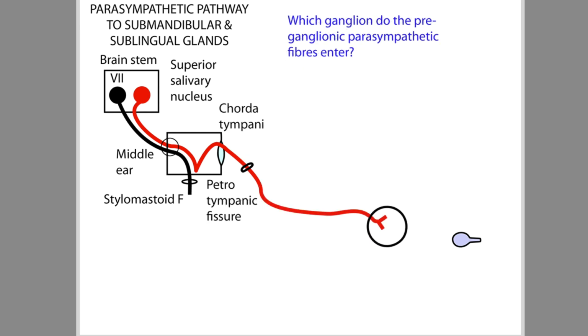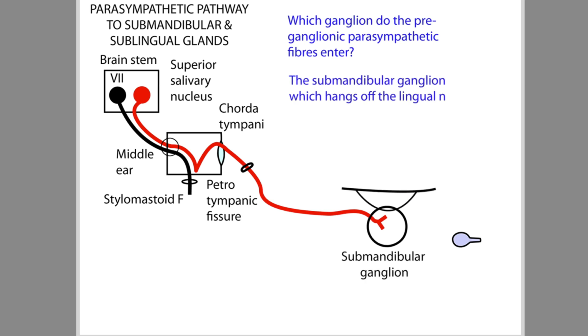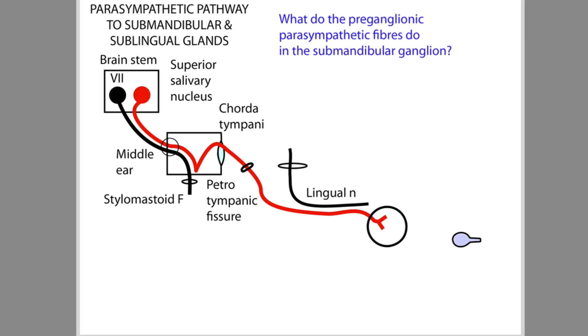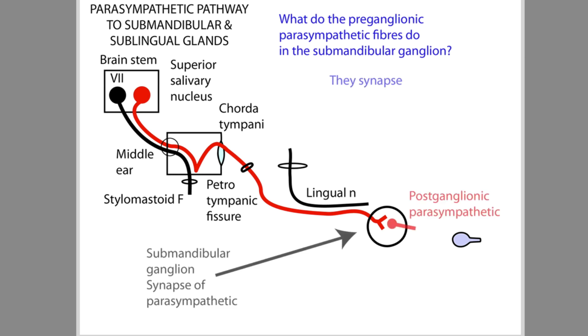We must ask, into which ganglion do these preganglionic parasympathetic fibres enter? And the answer is the submandibular ganglion. This is actually hanging off the lingual nerve. We can look and see which nerve actually carries the chorda tympani to its ganglion, and we see that it is the lingual nerve, a branch of the mandibular division of the trigeminal nerve. What do the preganglionic parasympathetic fibres do when they reach the submandibular ganglion? And as always, they synapse to become postganglionic parasympathetic fibres.